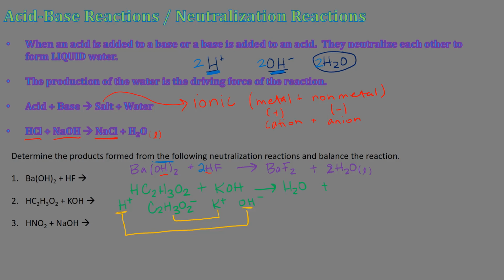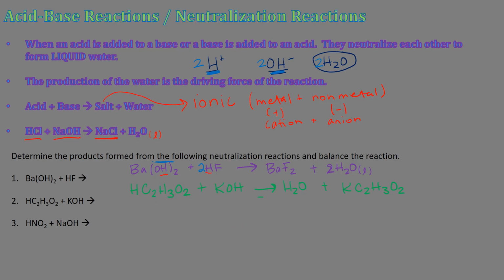And then if I have potassium and acetate, that's going to make KC2H3O2. Since potassium is +1 and acetate is -1, it's just a 1-to-1 ratio, and this one is already balanced.